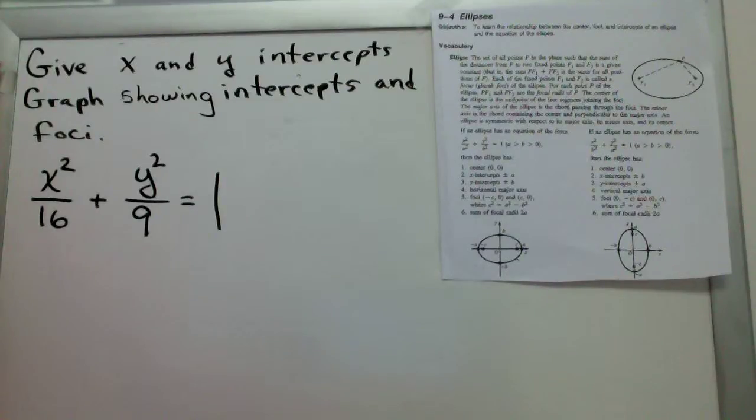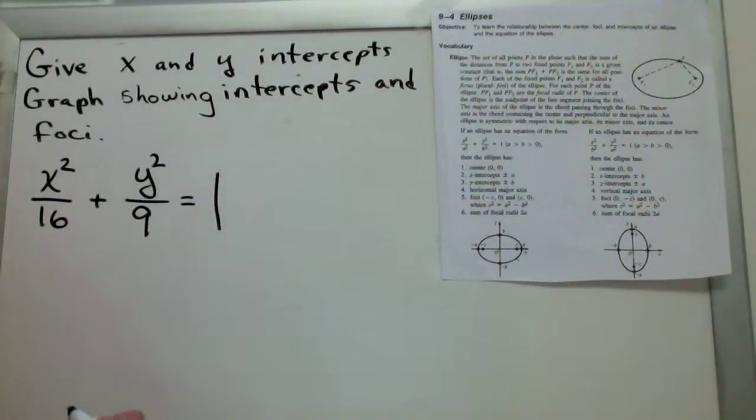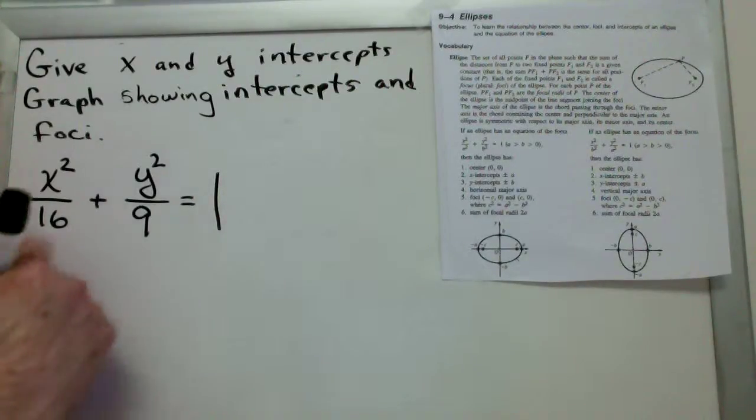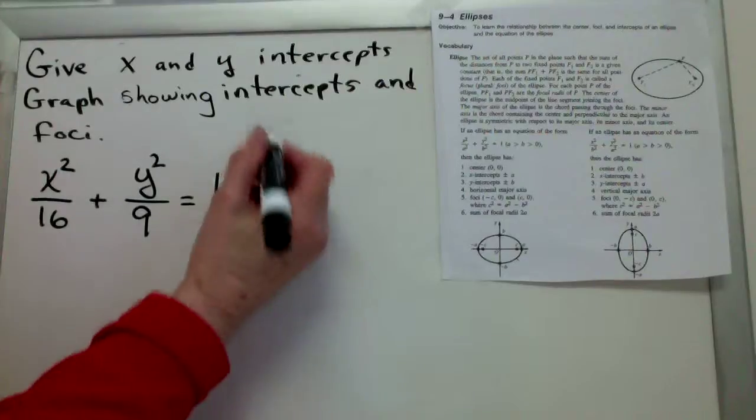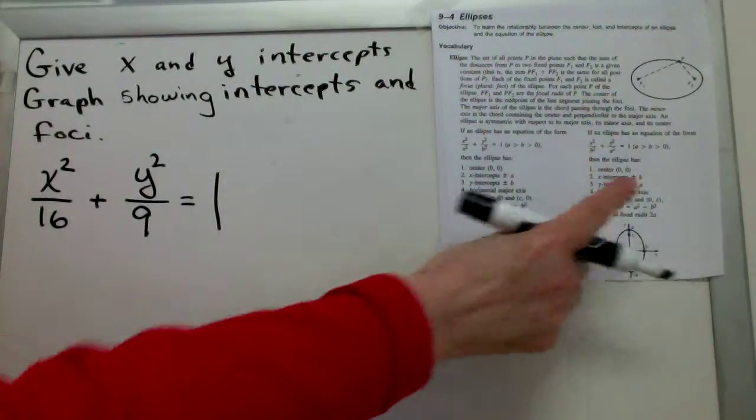Okay, I wanted to give an example of how to graph an ellipse. Basically, I want you to show the x and y intercepts and the foci. So the first thing you do is you need to identify the a, the b, and the c. And we have two general equations.